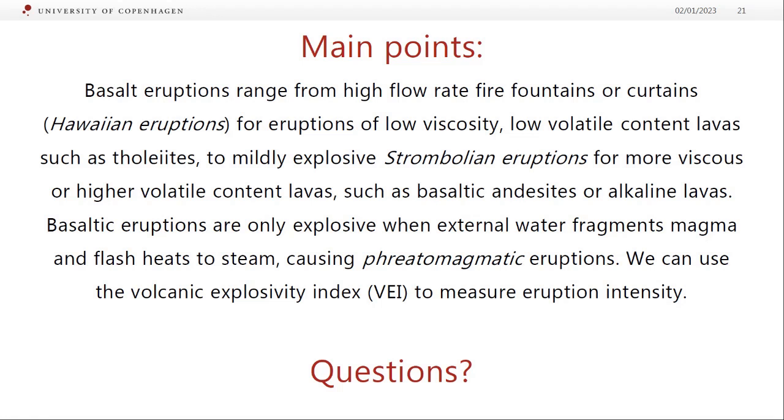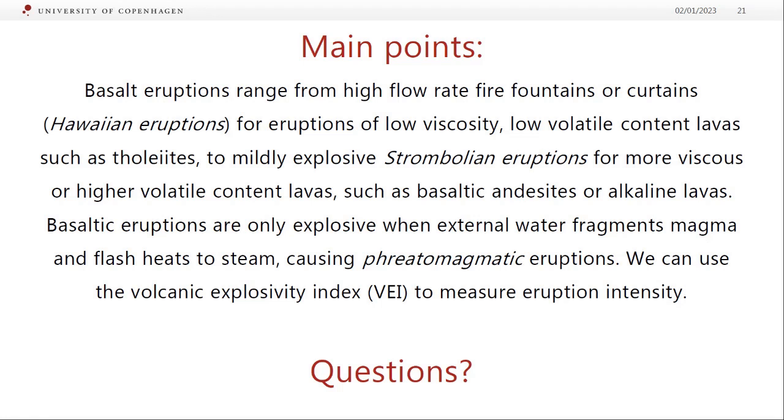Okay, so basalt eruptions range from high flow rate fire fountains or curtains. These are Hawaiian eruptions, and that's for eruptions of low viscosity, low volatile content lava, such as tholeiites. On the other end, we get these mildly explosive Strombolian eruptions, and these are for more viscous or high volatile content lavas, such as basaltic andesites or alkaline lavas.